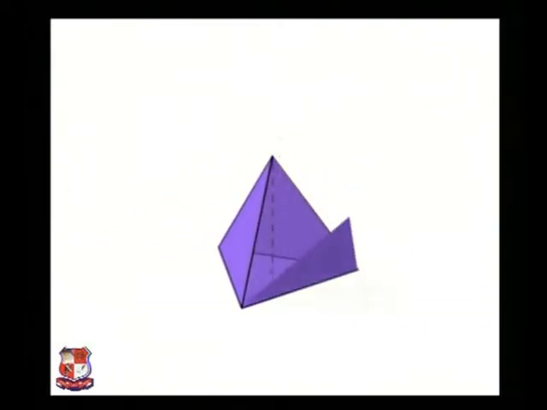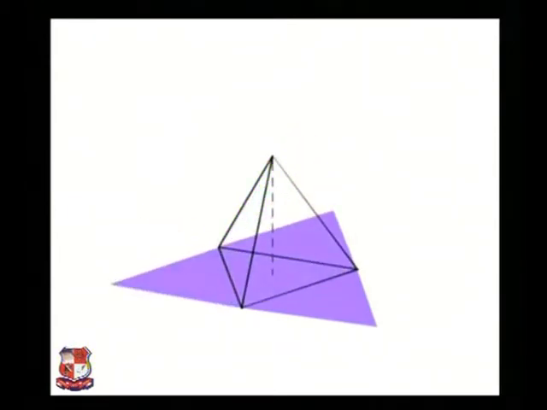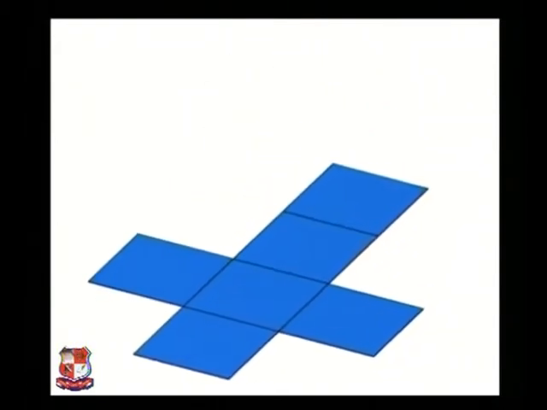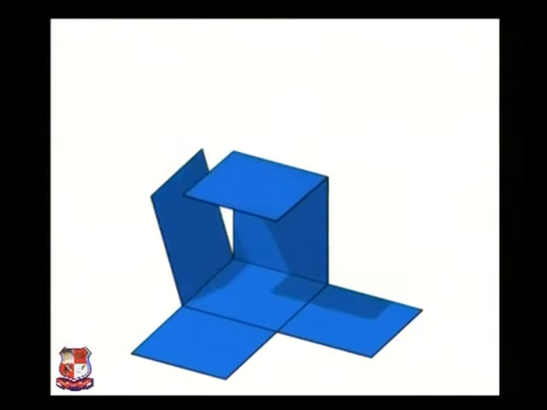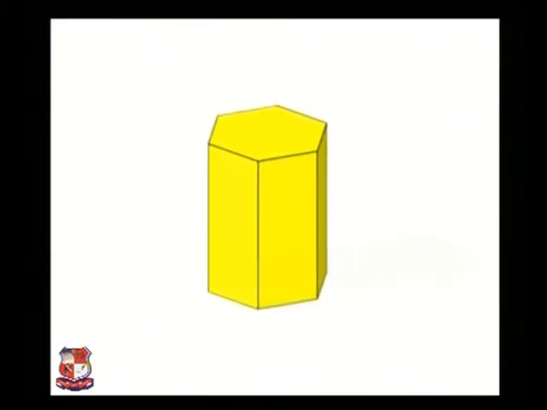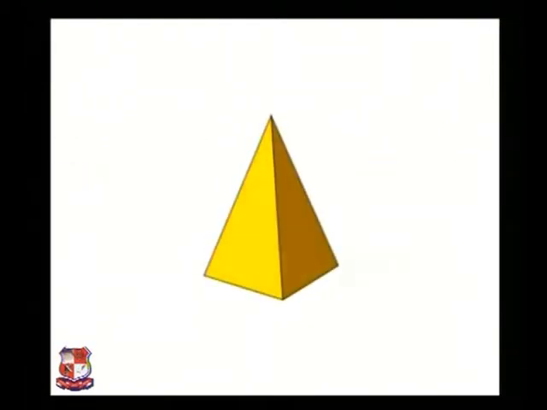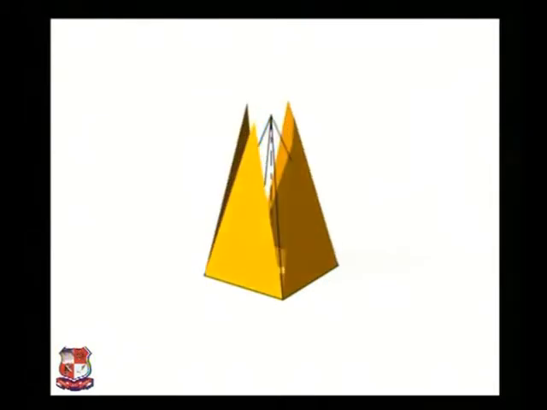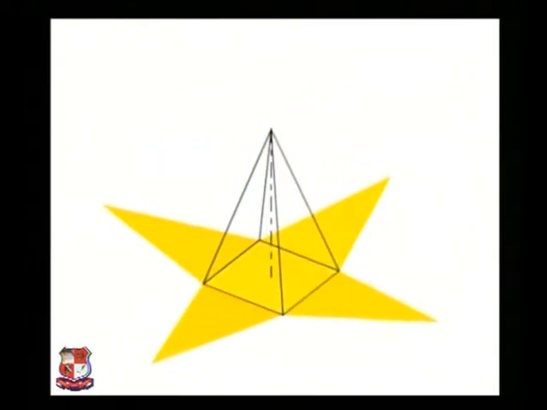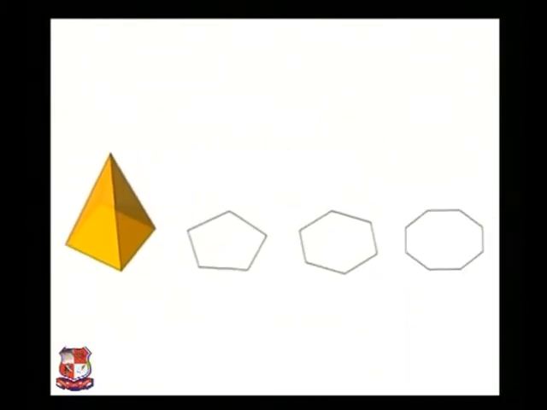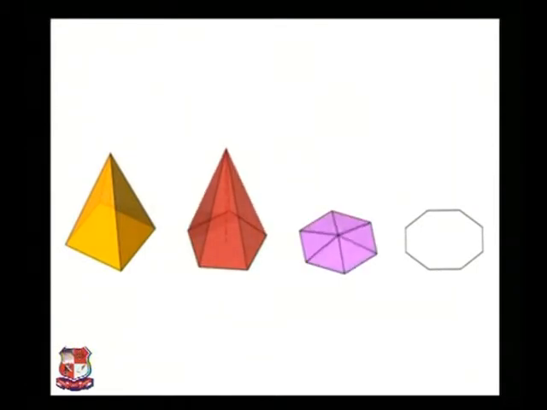In a tetrahedron, all faces and the base are equilateral triangles. A cube has 6 identical faces, each being a square. Prisms are named according to the shape of their bases as triangular, square, pentagonal and hexagonal. A pyramid is a polyhedron having many-sided planes, a base at one end and a point or vertex at the other end. The base of the pyramid may be of different shapes.